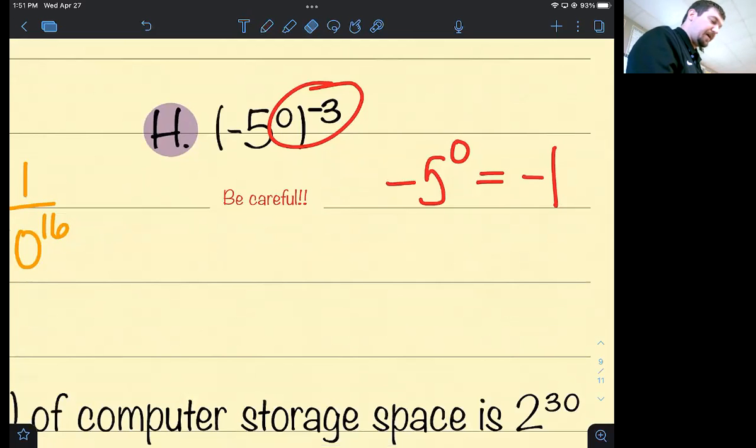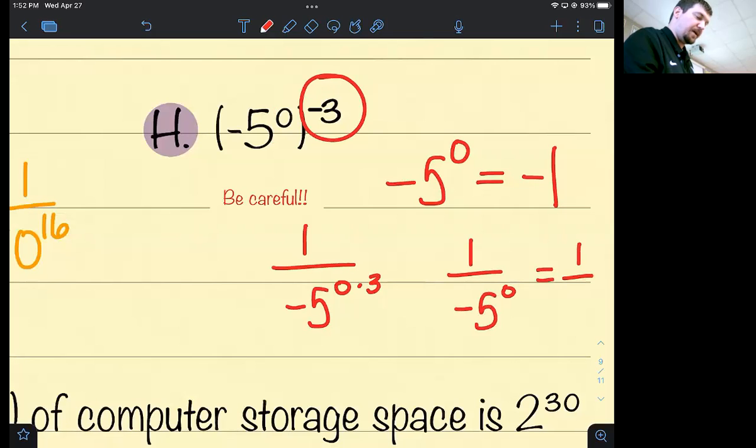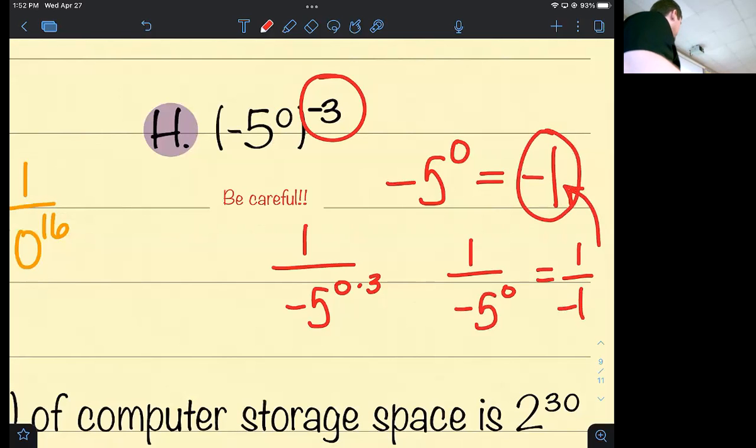Here's another way of thinking about it. The negative exponent is going to turn this into 1 over negative 5 to the 0 times 3, right? And then that's going to give you 1 over negative 5 to the 0, which is going to give you 1 over negative 1, which then gives you negative 1. Okay, so a couple different strategies you can think about for that one.